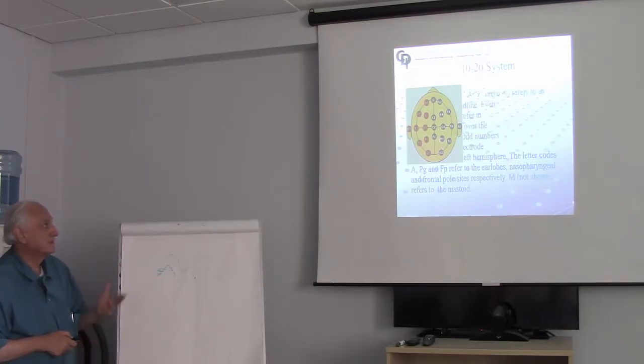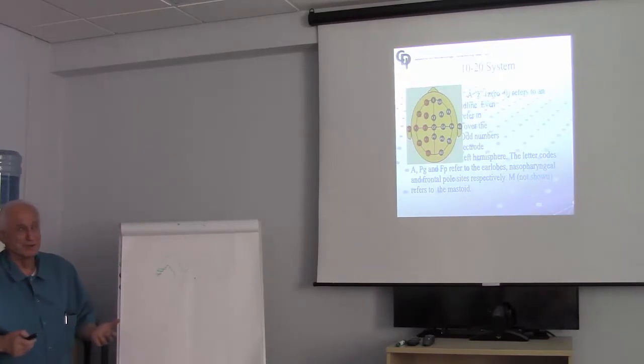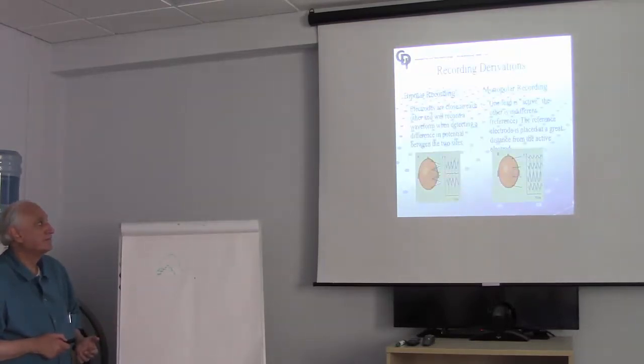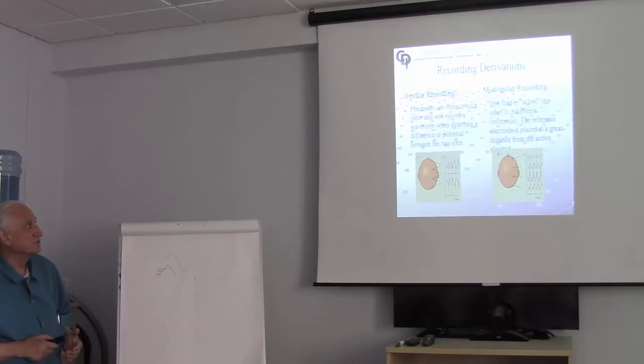Again, the slide's a little messed up, but the point is obvious. The letter goes with the area of the cortex. The number goes with the area of the cortex and the side of the head that you're on. Recording derivations. This gets to be a little more important. It's worth spending some extra time on this.